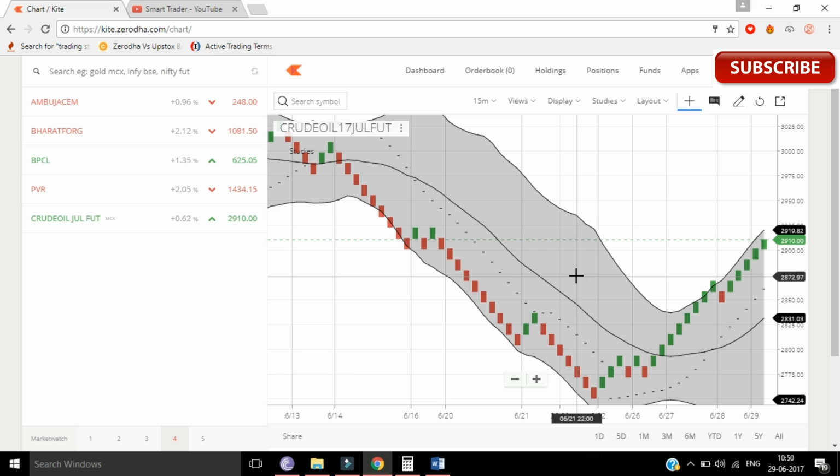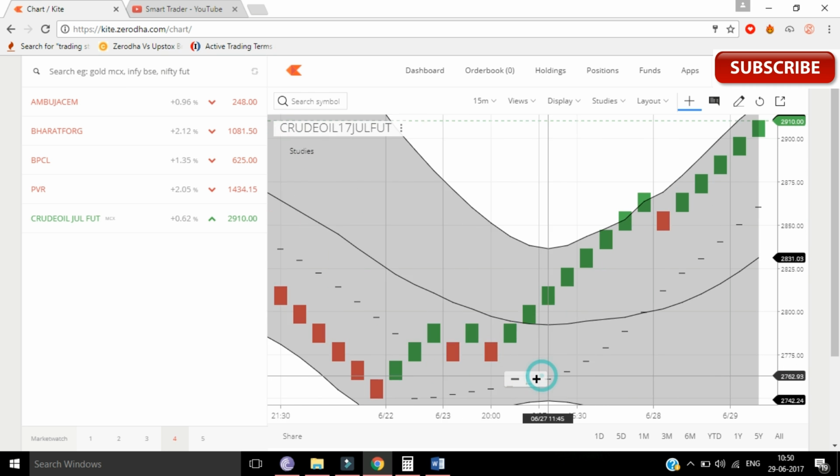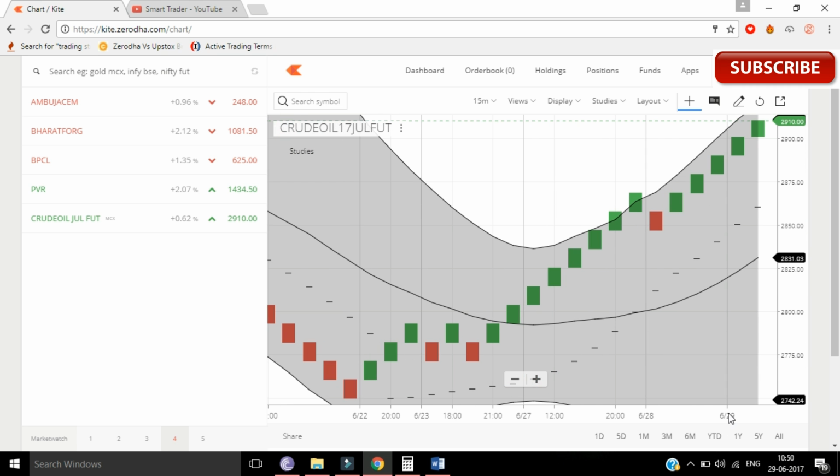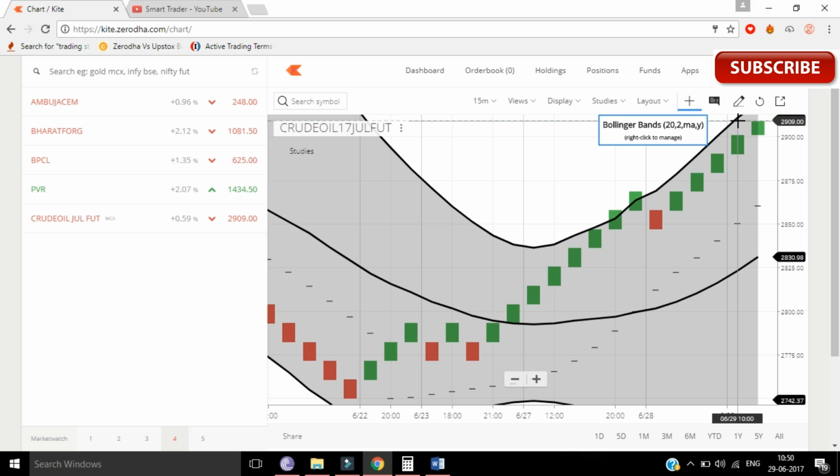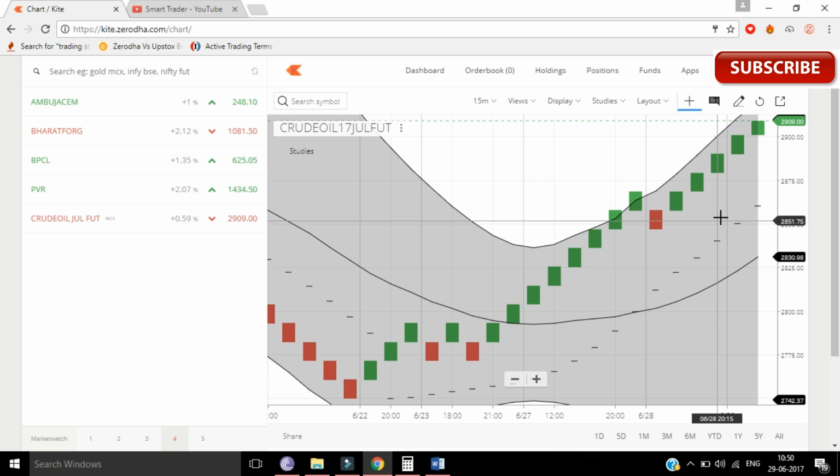See here, today's date is 29. This is 29. A buy over here at 2889. That's gone up to 2909. 2909, the rally may continue because the trend looks above.